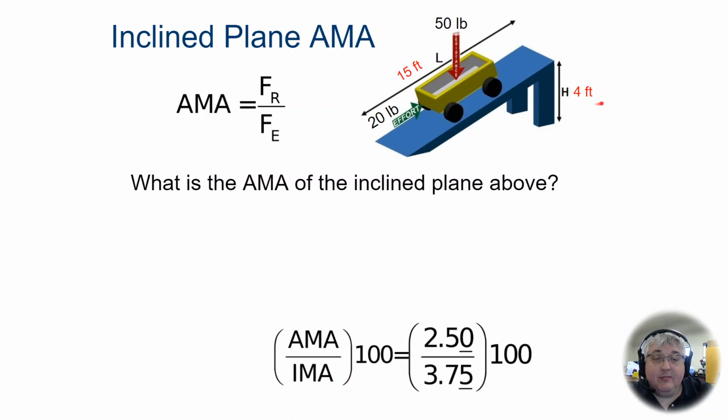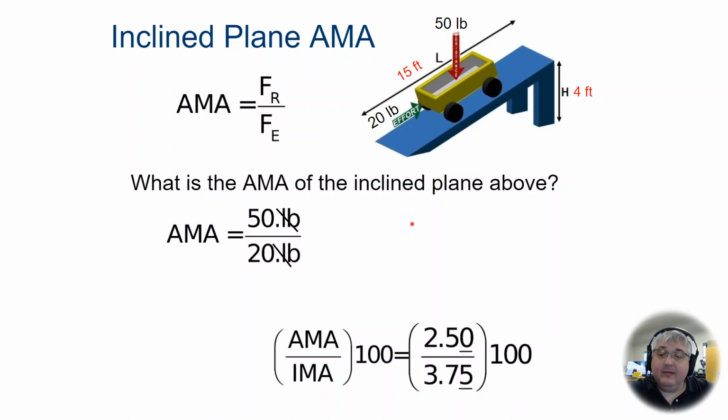This is something we would have to measure as I'm pushing it up. My force meter is reading 20. Remember, the effort is in the direction, is parallel. So I'm exerting 20 pounds of force to push it up, and this cart currently weighs 50 pounds, because gravity is pulling it down at 50 pounds. So if I put that into my equation, my AMA is 50 pounds resistance force, which in this case is gravity, 50 divided by 20. The pounds cancel, so it's unitless. That gives me an actual mechanical advantage of 2.5 to 1.